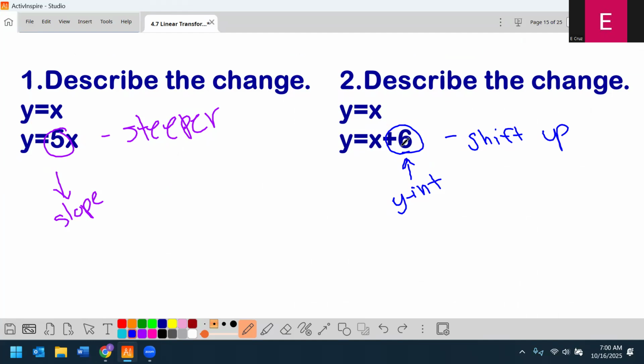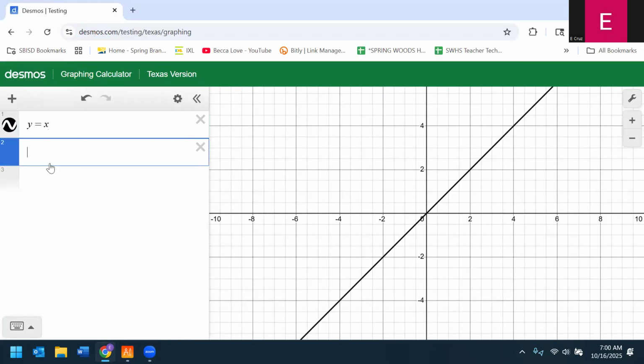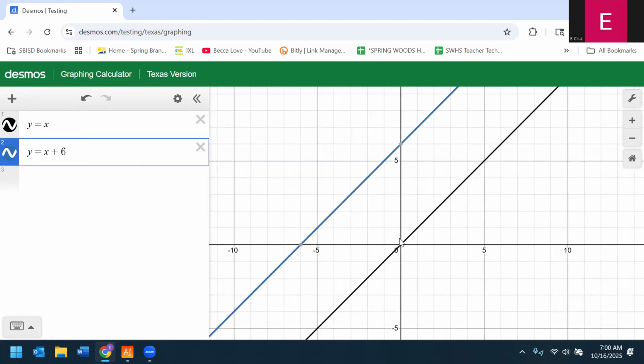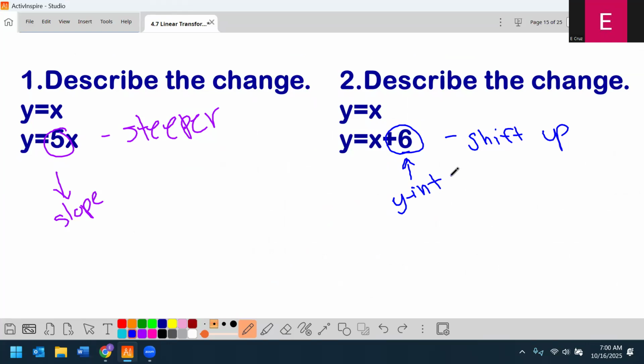Okay, the second equation they gave me was x plus 6. So that's the parent function. Never erase the parent function. Then the second equation, x plus 6. This time you can see it's above the black one. It changed the y-intercept. It shifted up. So when you're doing the practice, you can either look at the number to the side or graph it and just see what happens.